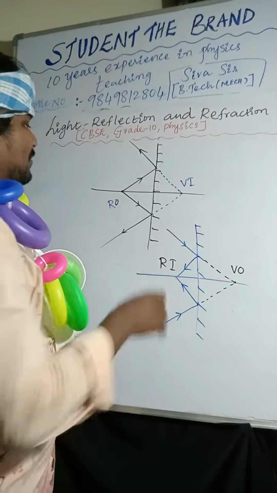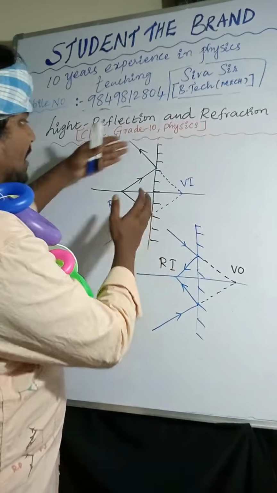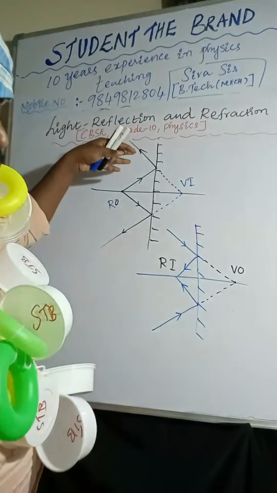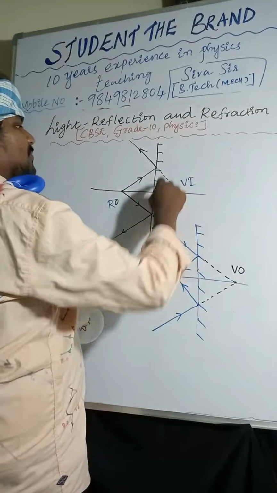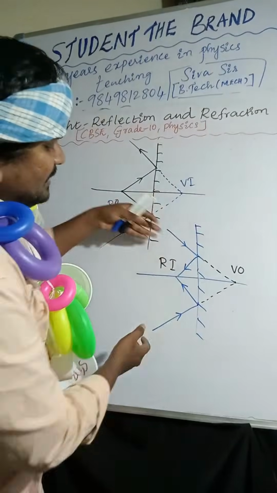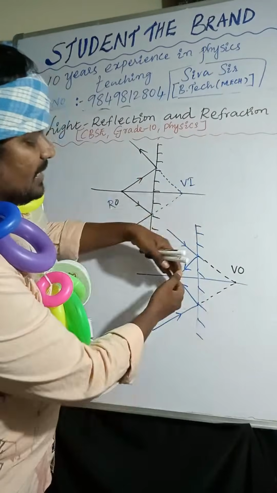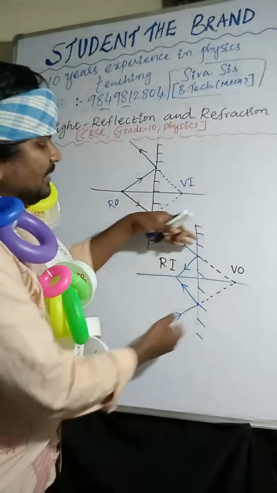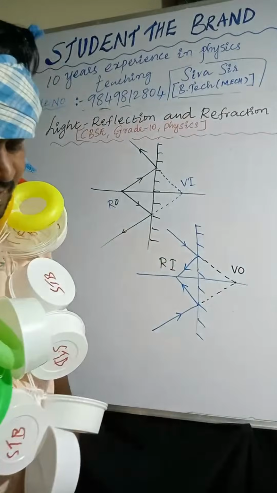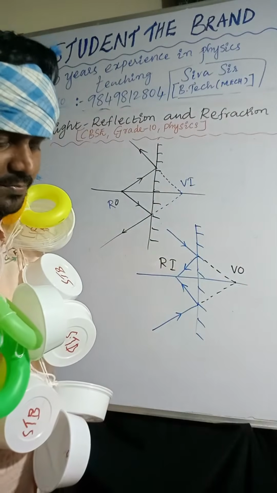Here you can see, from the real object, light rays are coming. After reflection, those are moving away from the principal axis. If you extend those reflected light rays, the image formed is a virtual image. If the incident light rays, after reflection, meet at one point, the image formed is a real image. If you are extending the incident light rays, that is a virtual object.